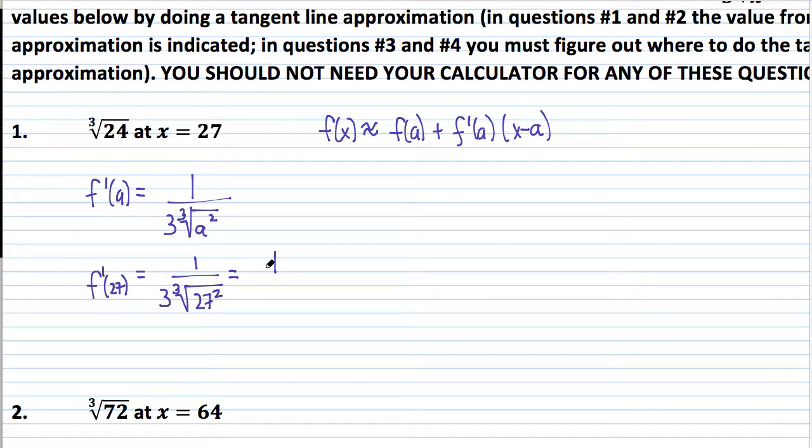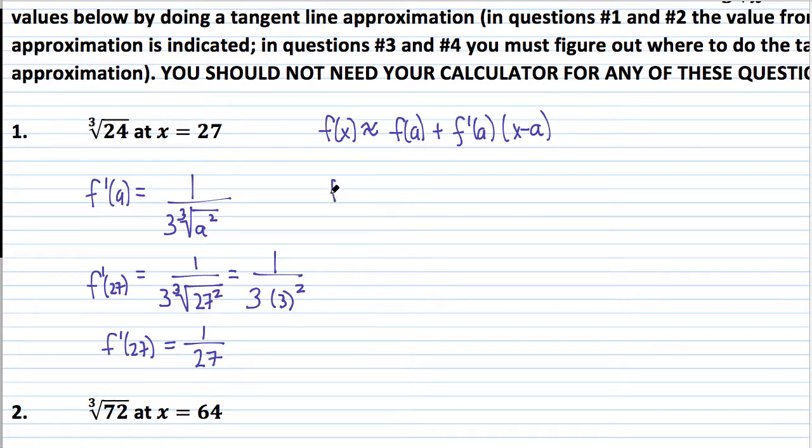So that means we can do 1 over 3 times, well, the cube root of 27 is 3, and then still squared. 3 squared is 9. So our derivative value, f prime of 27, will be 1 over 9 times 3, which is 27.